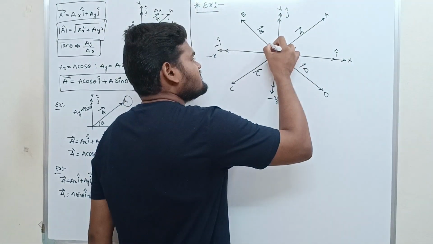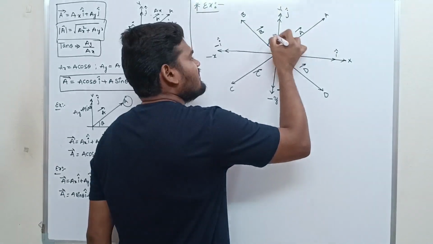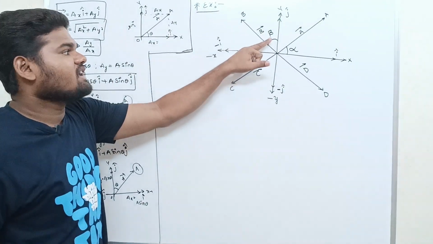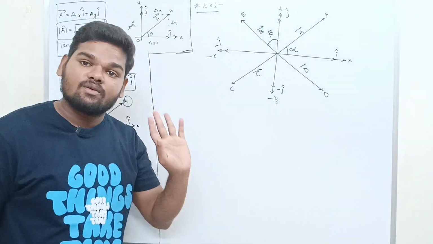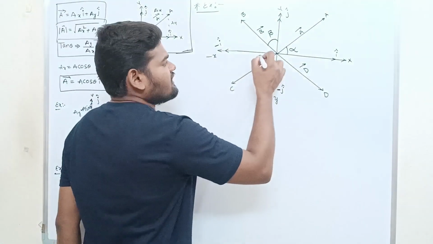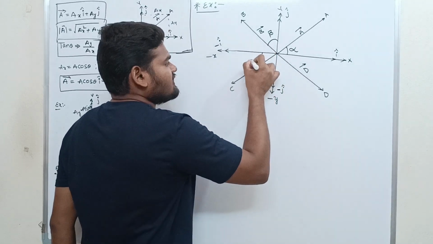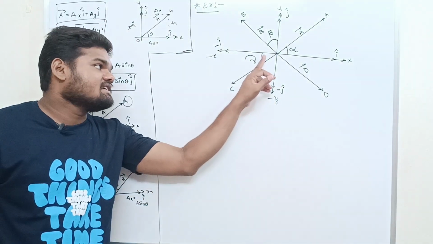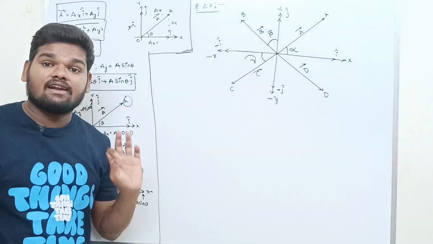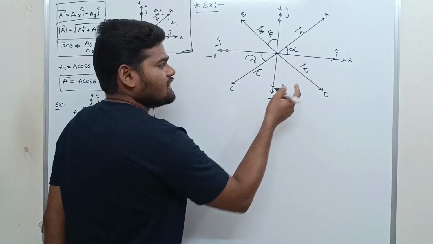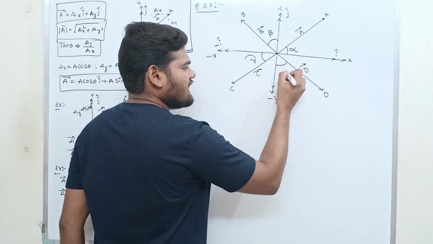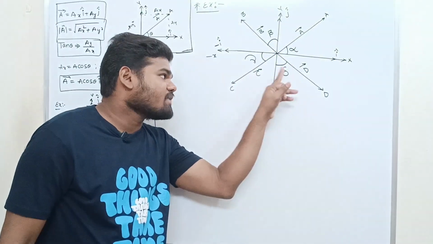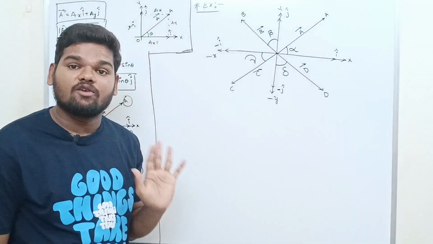So now this b bar vector is making an angle beta with the positive y-axis. This c bar vector is making an angle gamma with the negative x-axis. Now, this d bar vector is making an angle delta with the negative y-axis.